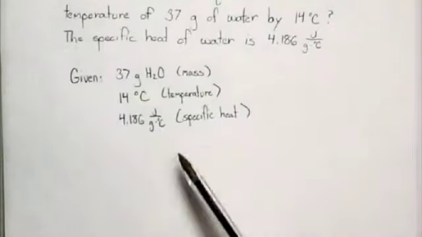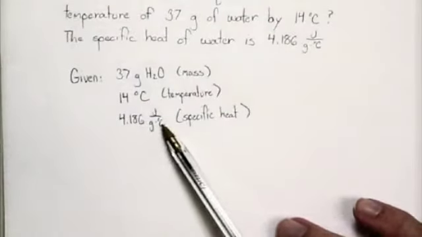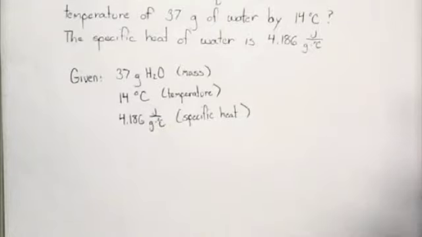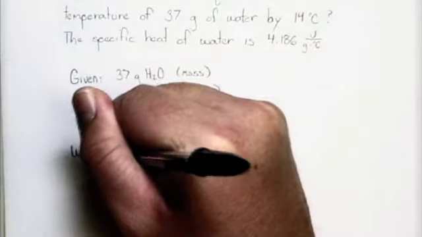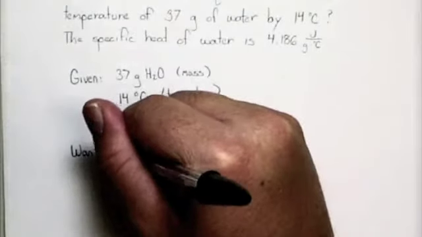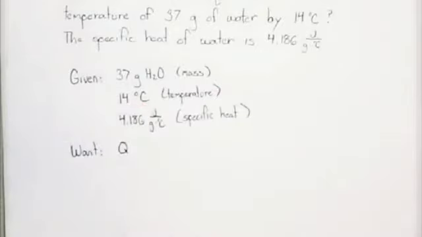Just as a side note, you can also see this sometimes given in kilograms degree Celsius. Nothing wrong with that, as long as there's a unit of mass and a unit of temperature in the bottom. Alright, things we want. What are we asked for? We are asked for an amount of heat, and we have an abbreviation for heat that might confuse you. We call heat Q.